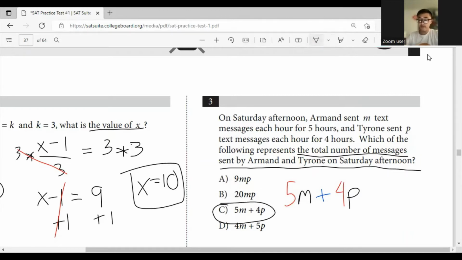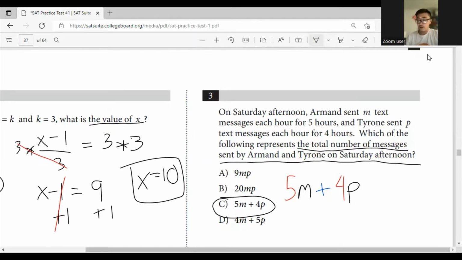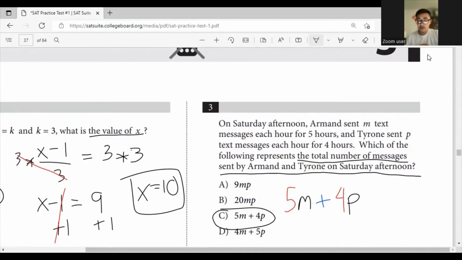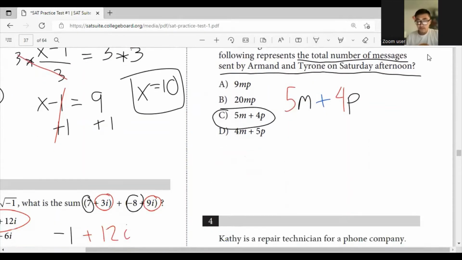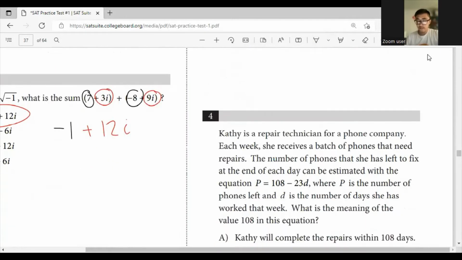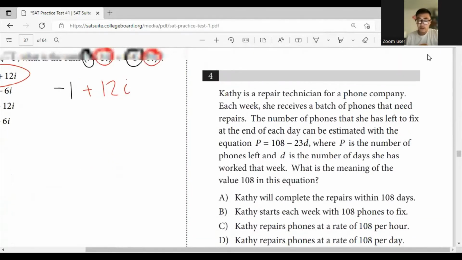All right. Feel free to pause if that was confusing. And try to look back at the question again. All right. Okay, next question.